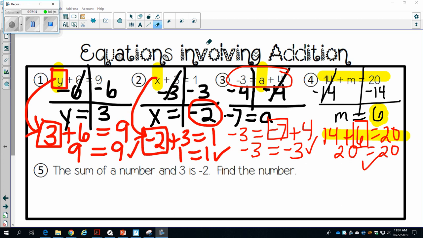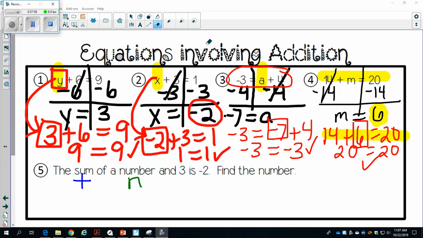Number 5 is a little different because now we have words. We have verbal equations instead of algebraic equations with numbers, and we're going to go ahead and translate that. So let's take a look at how we would do that. We did some of this when we were working with expressions, and now we're going to do the same thing with equations. So let's think about the sum of a number and 3 is negative 2. We know that sum is going to be plus. If I don't know a number, we're going to use a variable for it, in this case, n.